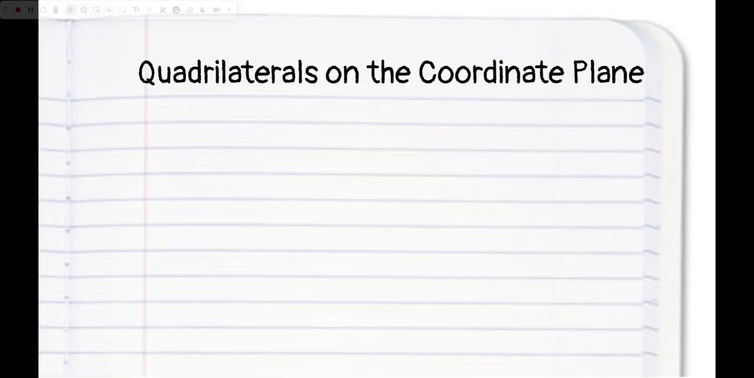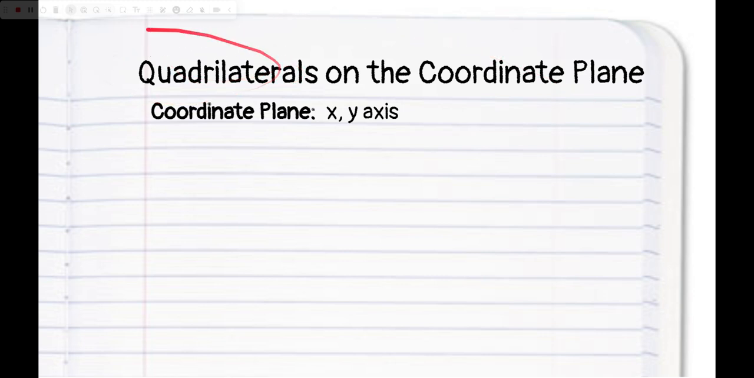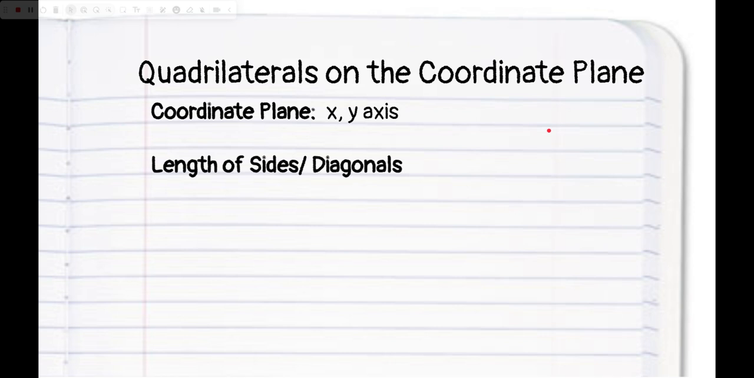Okay, so in our notes, we're going to talk about quadrilaterals on the coordinate plane. The coordinate plane is the XY axis, and we're just focusing on quadrilaterals today, which are 4-sided shapes, and there's different types of quadrilaterals. The first thing we're going to calculate is the length of the sides and the diagonals, and again, that's using the distance formula.